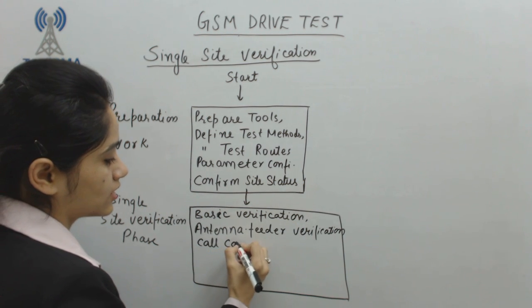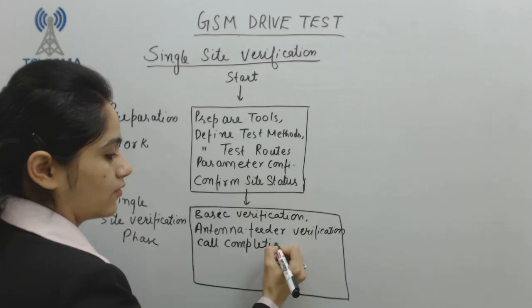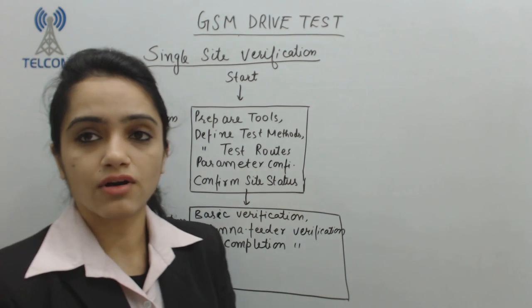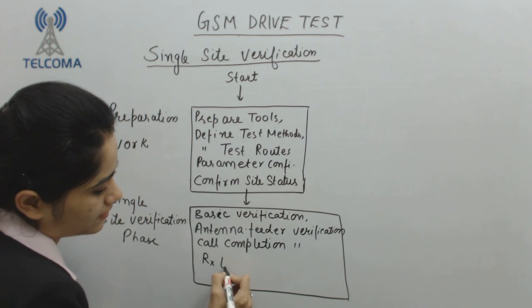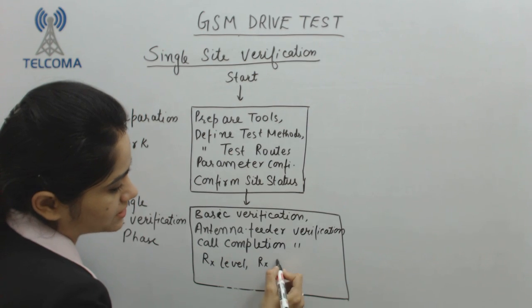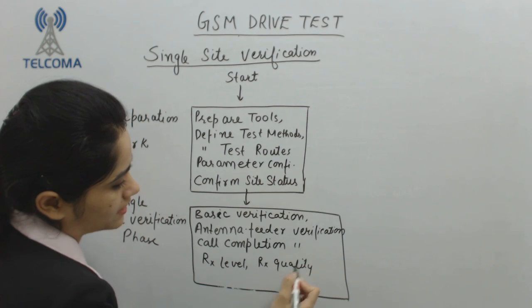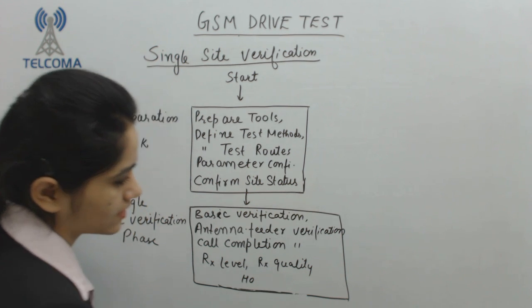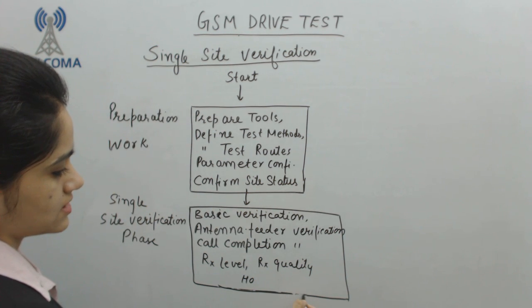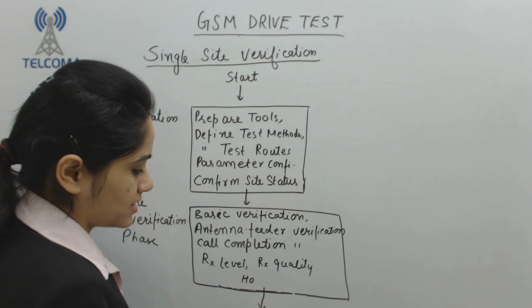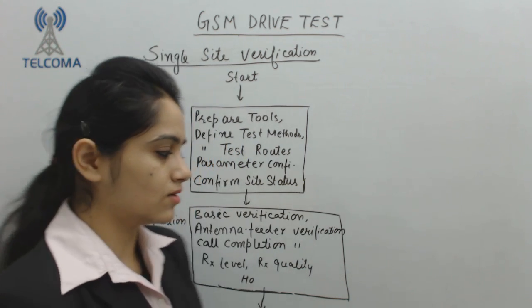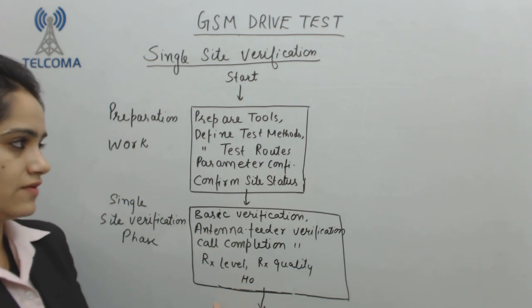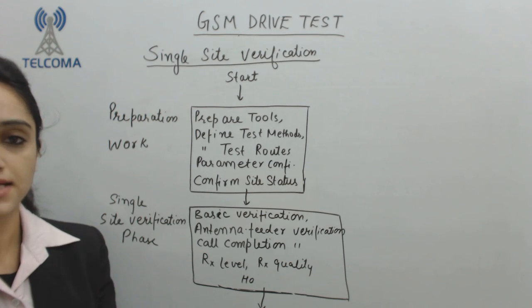We require to check call completion verification, whether we have initiated a call and whether the call will be completed or not. We have RX level. We require to measure RX quality and handover. So these are the site level verification processes in which we require to verify each and every parameter. Now if these parameters are okay, then we have yes. That means my drive test is okay or good.